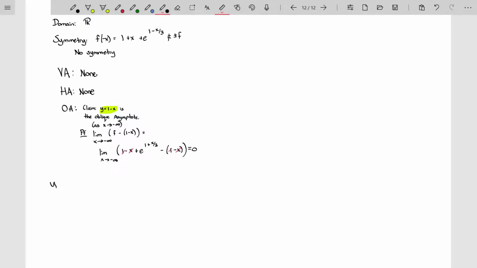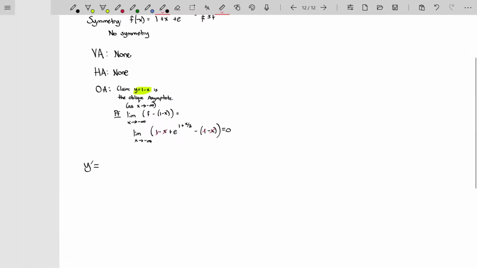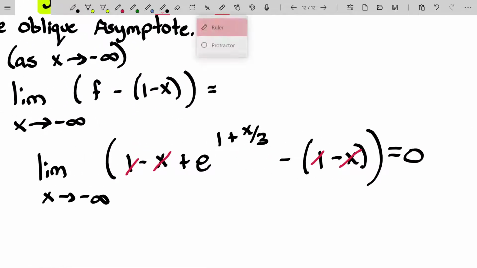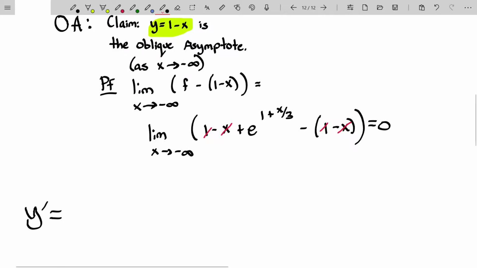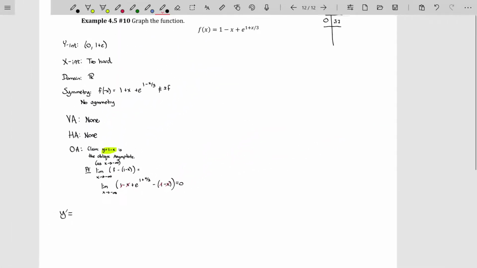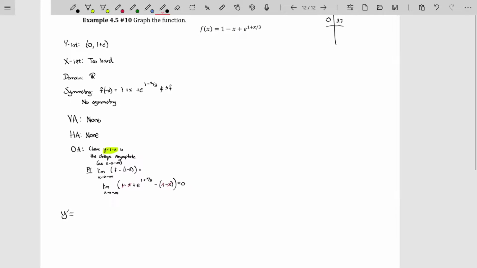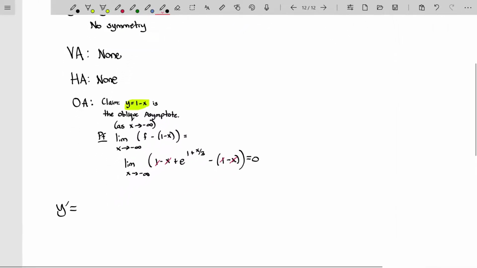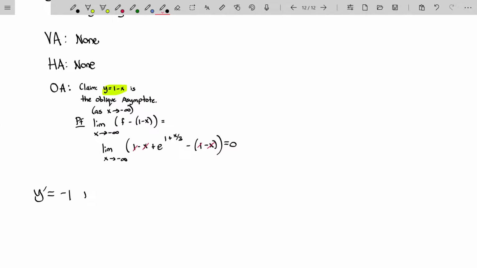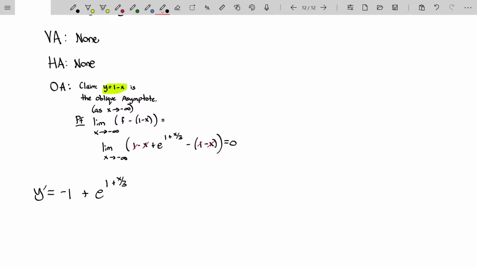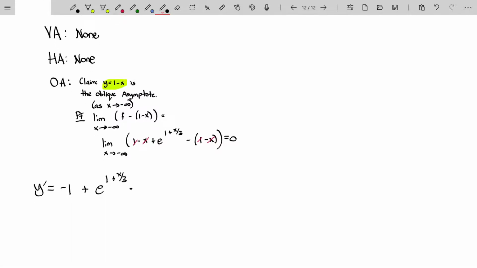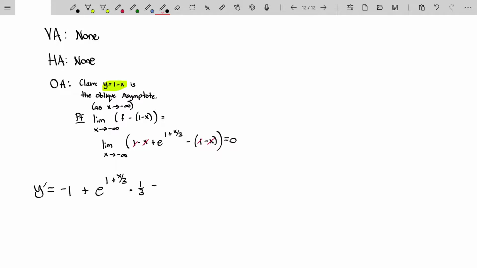The calculus, we need y prime, right? Luckily I have y written right here. Let me turn off that ruler, I just saw it. So a y prime, I'll show it up above, why not? Y is 1 minus x plus that exponential. The derivative of 1 is 0. Derivative of negative x is a negative 1. Plus the derivative of e to the 1 plus x over 3 is e to the 1 plus x over 3 times the derivative of its argument, which is the derivative of x over 3, which is 1/3. So our derivative is negative 1 plus 1/3 e to the 1 plus x over 3.